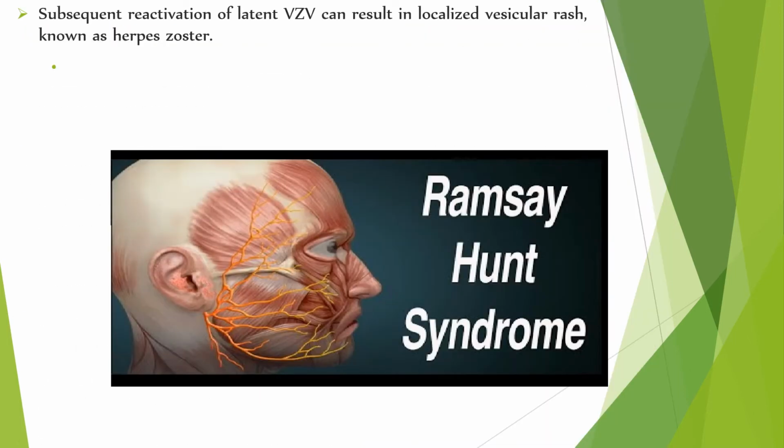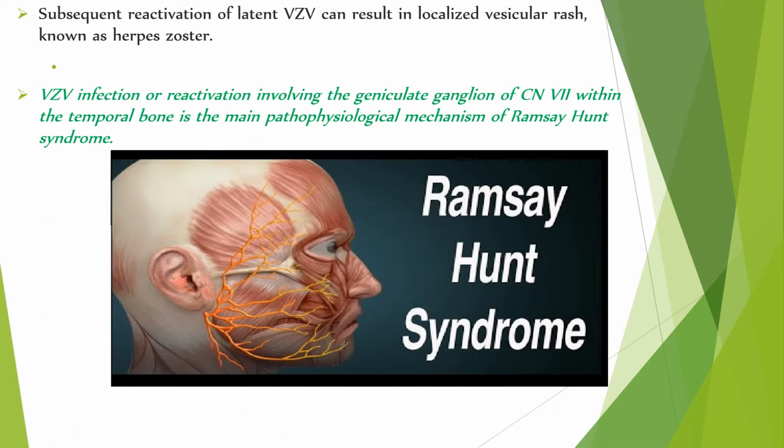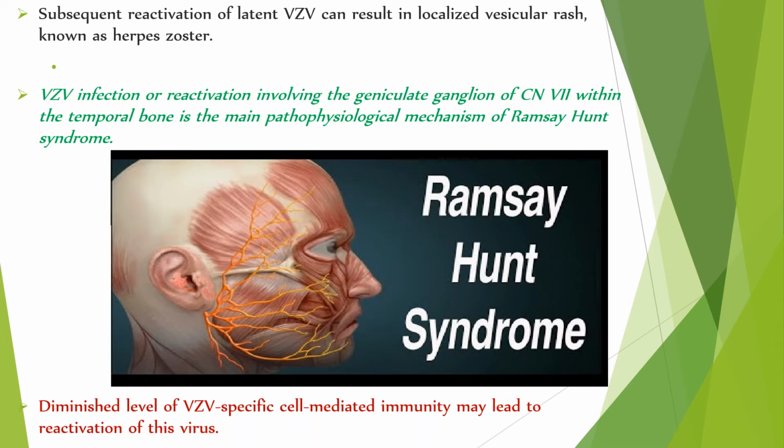Subsequent reactivation of latent varicella zoster virus can result in a localized vesicular rash, known as herpes zoster. Varicella zoster virus infection or reactivation involving the geniculate ganglia of cranial nerve 7 within the temporal bone is the main pathophysiology which causes Ramsay Hunt syndrome. A diminished level of varicella zoster virus specific cell-mediated immunity may lead to reactivation of this virus.